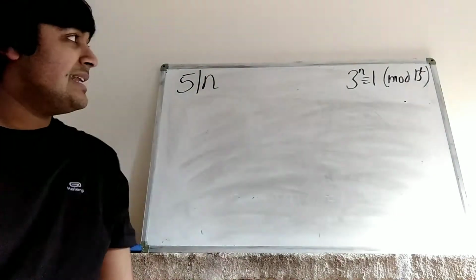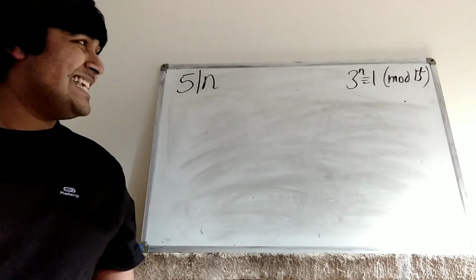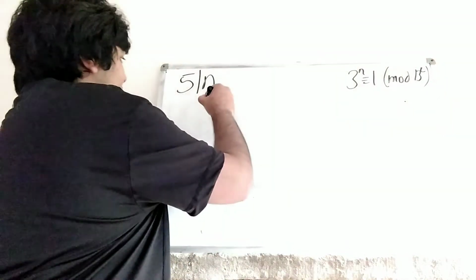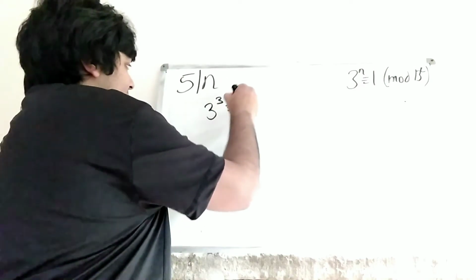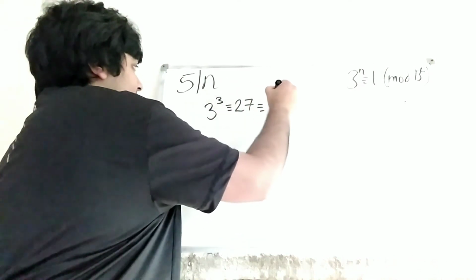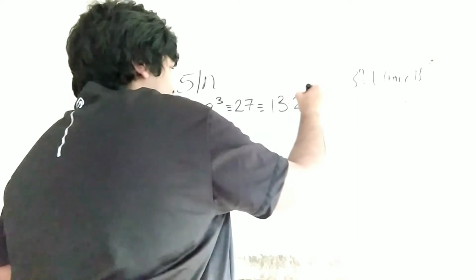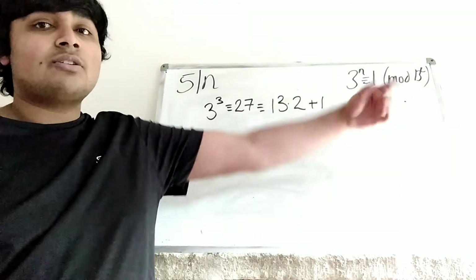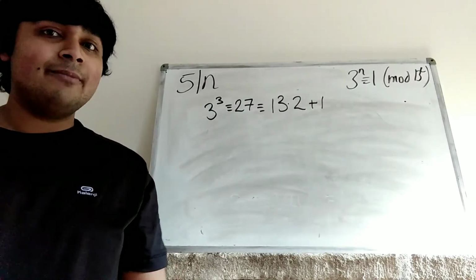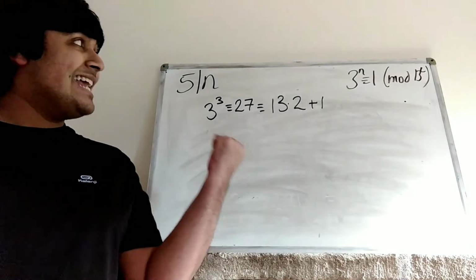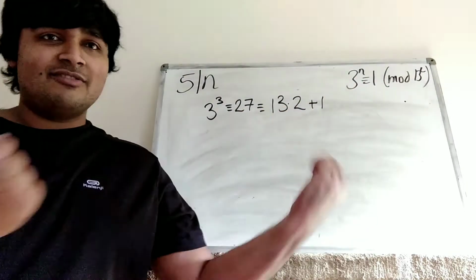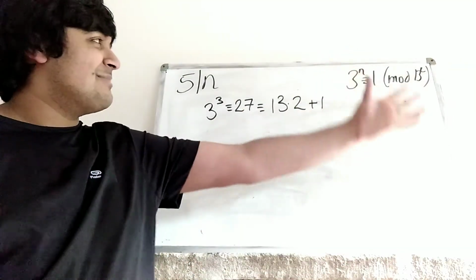Now we want to look at 3 to the n being congruent to 1 mod 13 squared, and to see this, the first thing we're going to notice is that 3 cubed, that's 27, is just 13 times 2 plus 1. So if 3 to the n is congruent to 1 mod 13 squared, then certainly 3 to the n is congruent to 1 mod 13. You can check the definitions of modular arithmetic to make sure that makes sense.